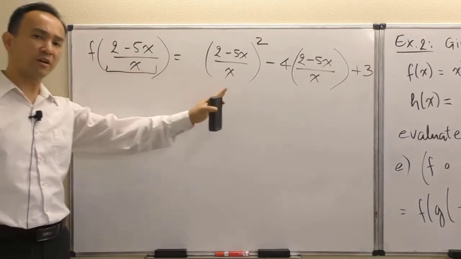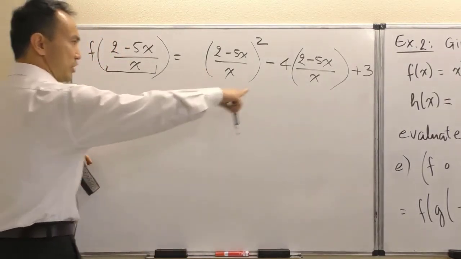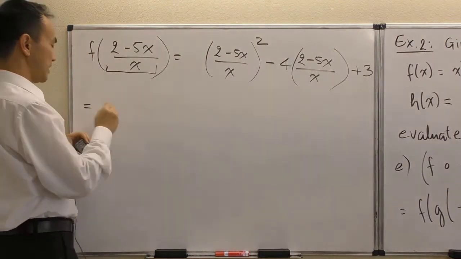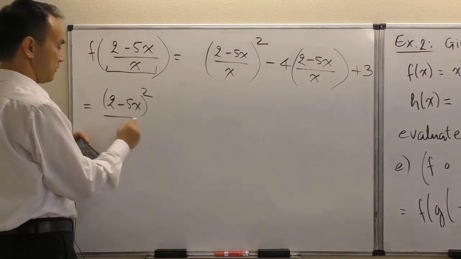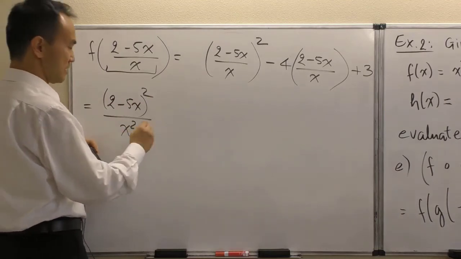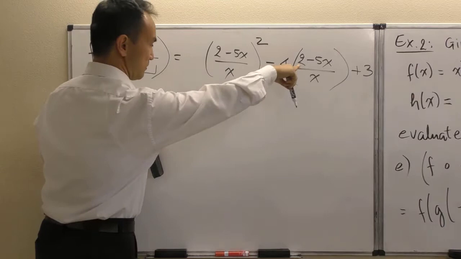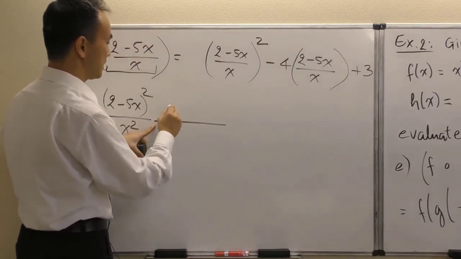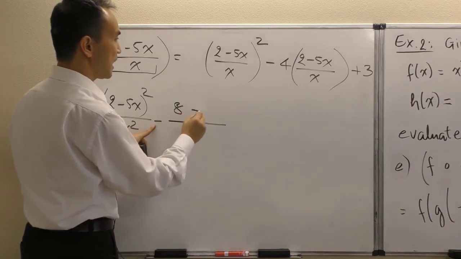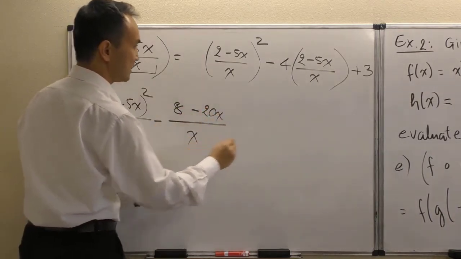Now we're going to start simplifying. Algebraically that expression becomes 2 minus 5x all squared over x squared, minus, now I'm looking at minus 4 times 2, well, I can still keep that minus here, but I'm putting that as an 8 minus 20x in my numerator over x, and then plus 3.